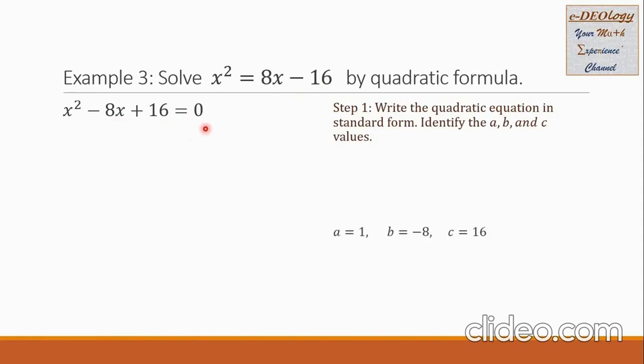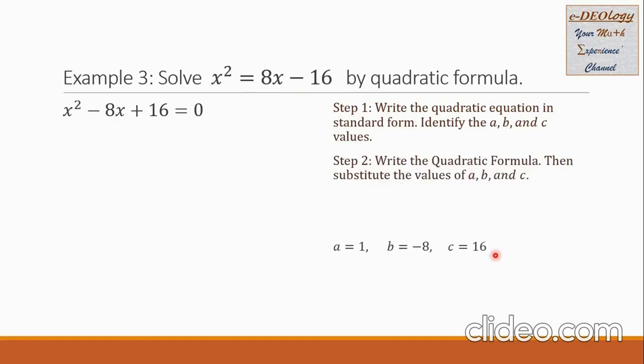Then let us identify the a, b, and c values. A is the coefficient of x squared. It is equal to 1. B is the coefficient of x, and that is negative 8. And the c, the constant, positive 16.